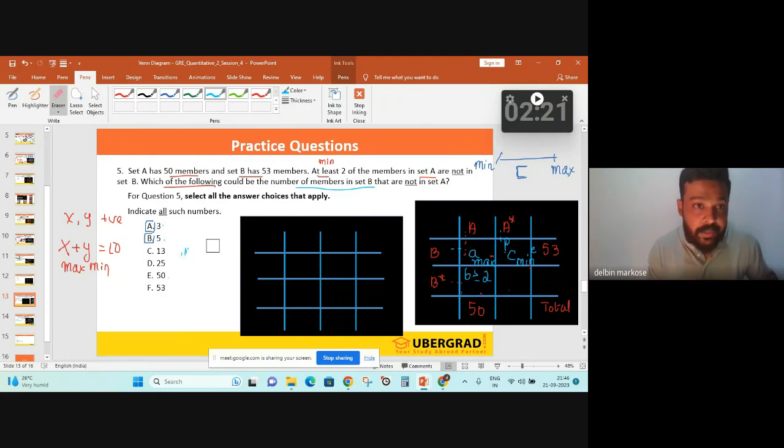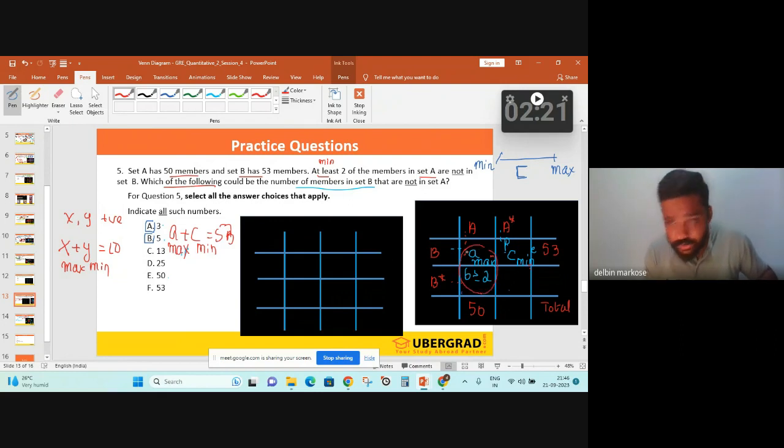Why am I explaining it this way? This is wrong, what I said. A plus C should be 53. I'm just trying to find the minimum value of C, so A will be maximum. And you have to consider this also: another statement, A plus B is equal to 50. So if A is maximum, B will be minimum.